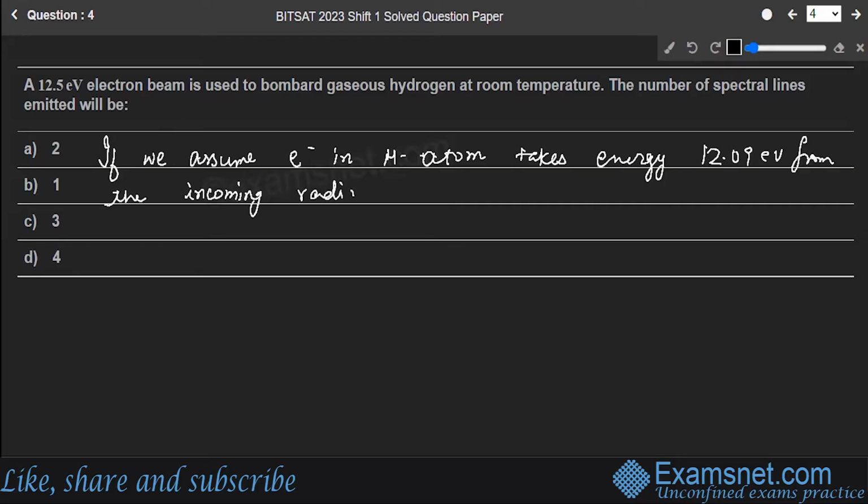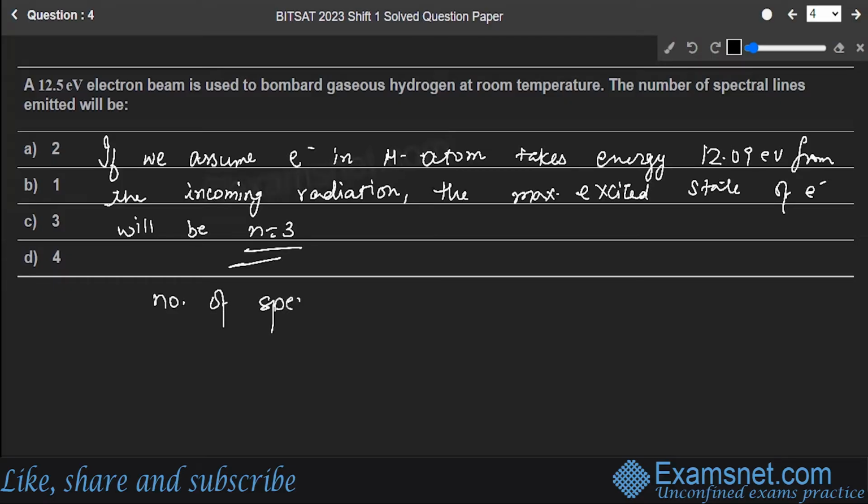The maximum excited state of the electron will be 3. So the number of spectral lines will be given by 3 into 3 minus 1 upon 2, that is 3. So 3 is the number of spectral lines.